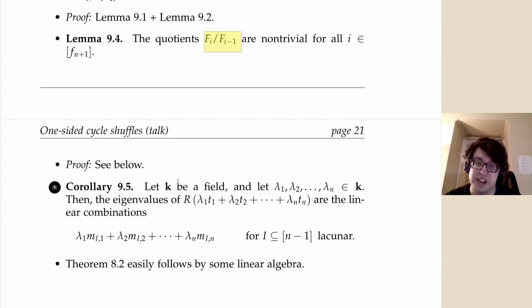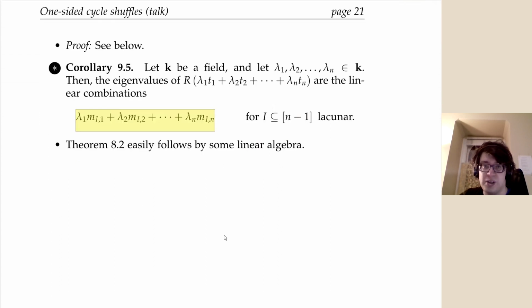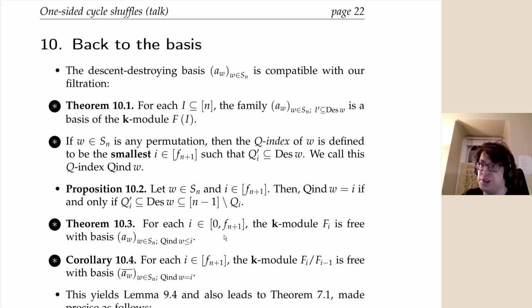And as a corollary, you get this result that the eigenvalues of an arbitrary linear combination of these TIs are the corresponding linear combination of the MILs. So for each lacunar subset, you get a corresponding eigenvalue. So this explains why these things are triangularizable simultaneously, but what does this have to do with our descent-destroying basis? Well, it turns out the descent-destroying basis behaves nicely with respect to our filtration.